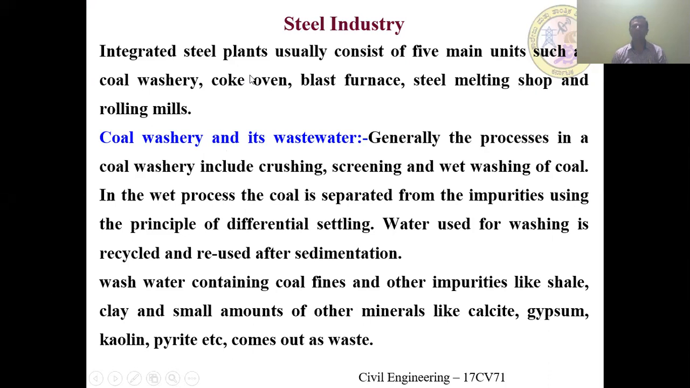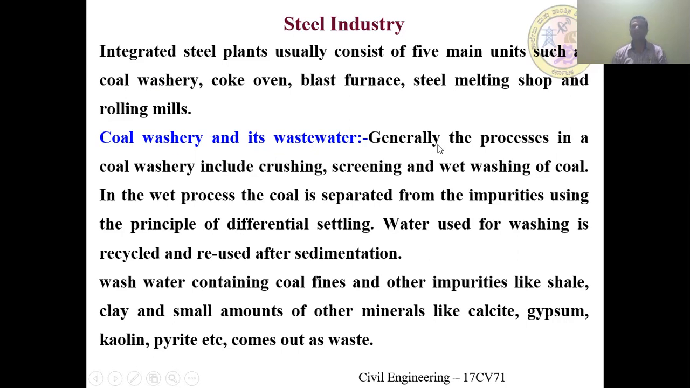So these are the five main processes involved in the production of steel. First, you are going to wash the coal, then second, coke goes to the oven, then the blast furnace, steel melting shop, and rolling mills. Here, we will discuss where you are going to get the major wastewaters. First, we'll discuss coal washery and its characteristics.